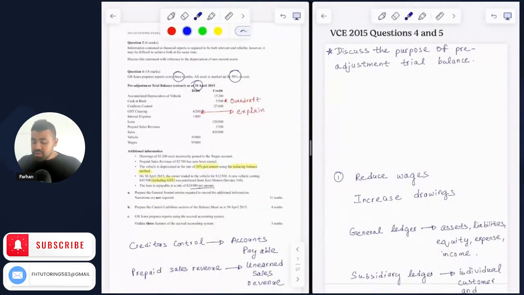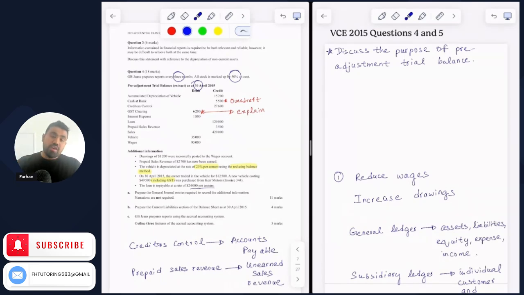So firstly, let's discuss the purpose of preparing the pre-adjustment trial balance. Now, the pre-adjustment trial balance is prepared to ensure that all the debit entries equal all the credit entries. This is mainly done to make sure that the double entry bookkeeping process that we have done so far, which is starting with the recording of transactions in the journal and then posting them to the ledgers and balancing the ledgers, have all of this been done accurately or not? If we find any errors, we need to fix those errors prior to the preparation of financial statements so we can make better decisions with more accurate profit and asset, liabilities, and equity figures.